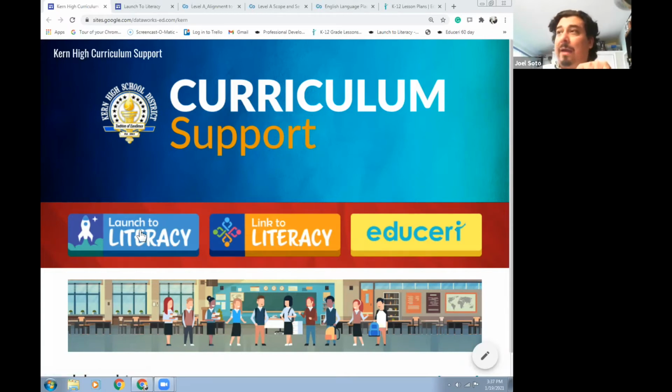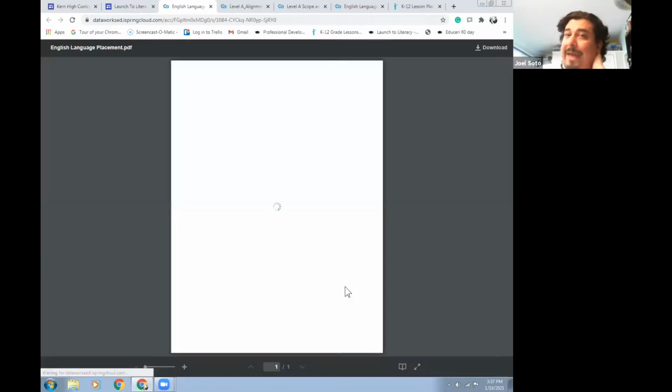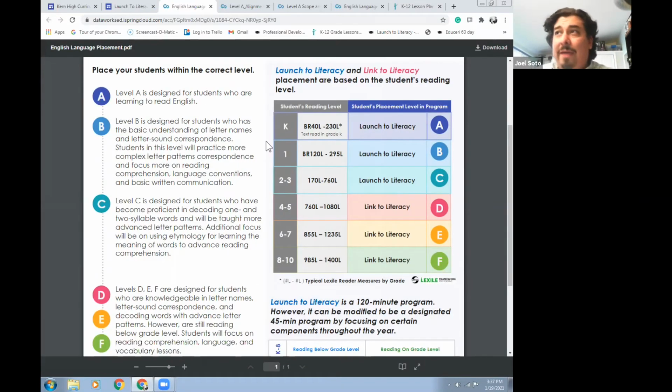So right off the bat, I'm going to click on Launch Literacy. Launch Literacy is a paced out program. Before I do anything else, I'm going to hit my placement guide. So look at this. I also have a placement guide by LPAC level. What we have here is my placement level, and I'm going by Lexile level, their literacy level.